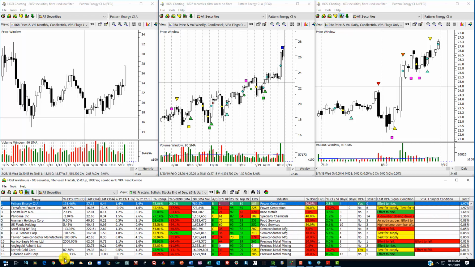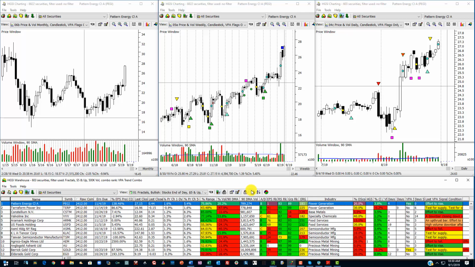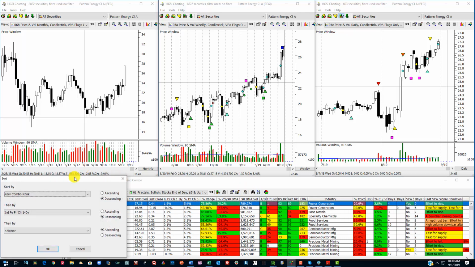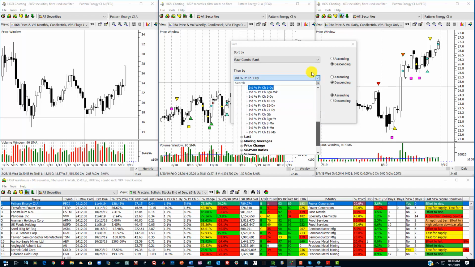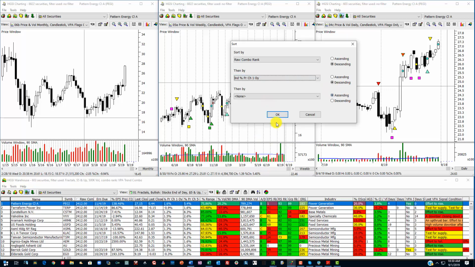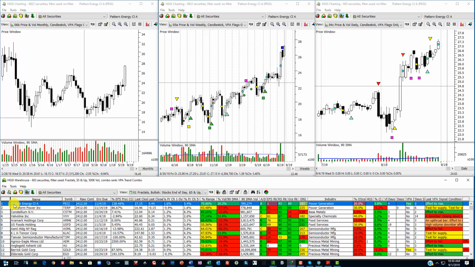Let me get back. I need to get back all the way over here. So I'm sorted on raw combo. Do a secondary sort. And my secondary sort is industry percentage price change 1 day. To find that, all you do is go in here and search, and you type in end percent, and here it comes up. And this will show you the stocks.